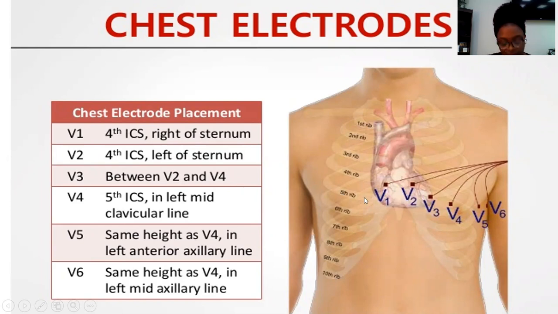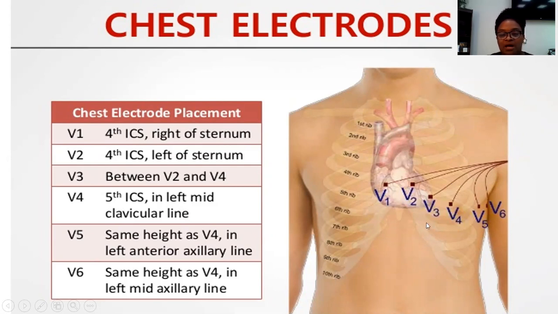Now, when you're hooking your patient up, you're going to hook up your V1, V2, and then you're going to move down and hook up your V4, and then you're going to come back and hook V3 right in the middle of V2 and V4. Okay. V4 is then in your fifth intercostal space, and it's left of the midclavicular line, okay?